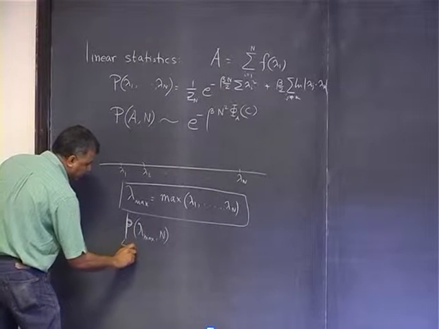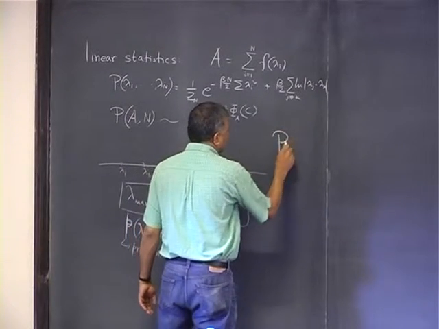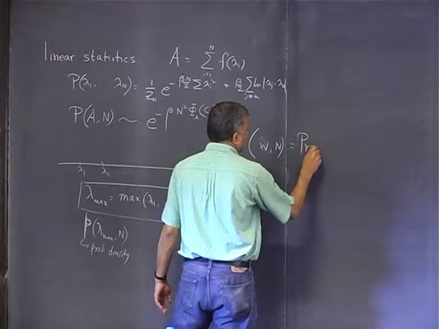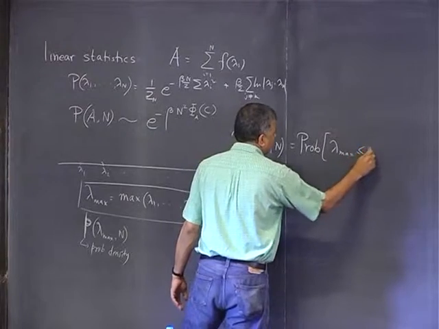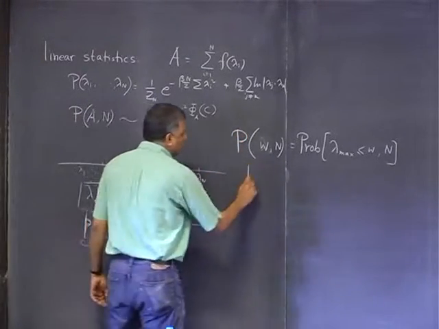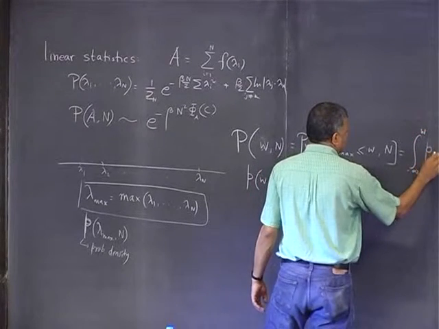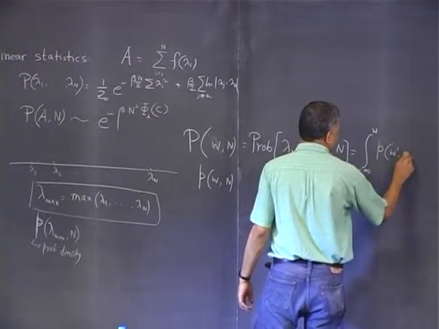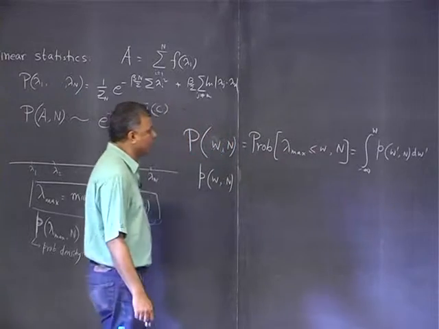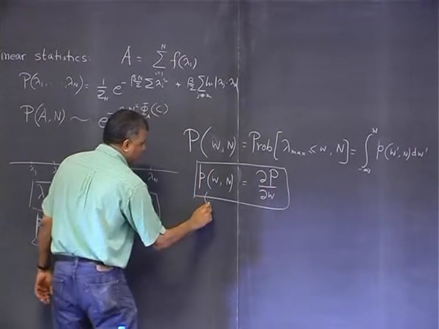Little p here means probability density. And I'll also denote by capital P the cumulative function. This is the probability that lambda max is less than or equal to w for a given N. If I know this cumulative distribution, then the probability density you can derive just by derivative, because by definition the cumulative is the integral from minus infinity to w of little p of w prime, N, dw prime. This is the cumulative probability that lambda max is less than or equal to w. If I take the derivative of that, I get the probability density. This is normalized to unity.